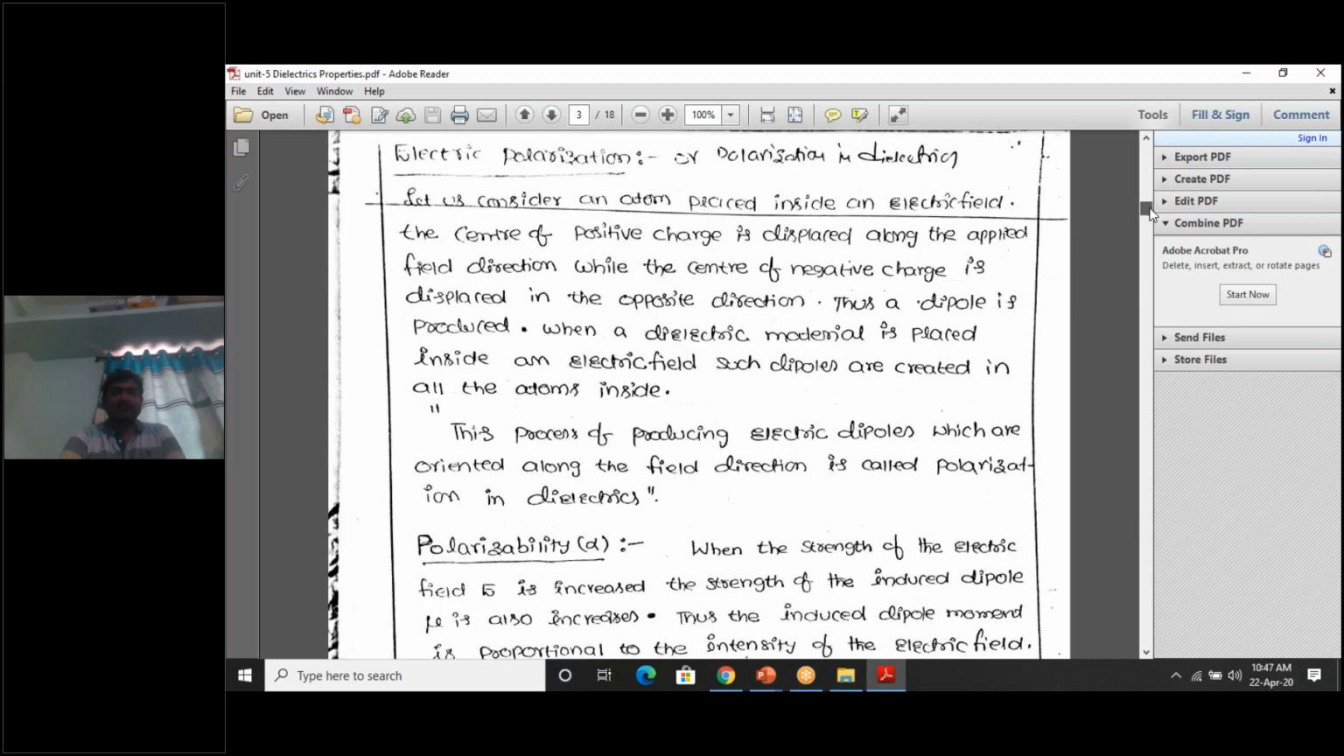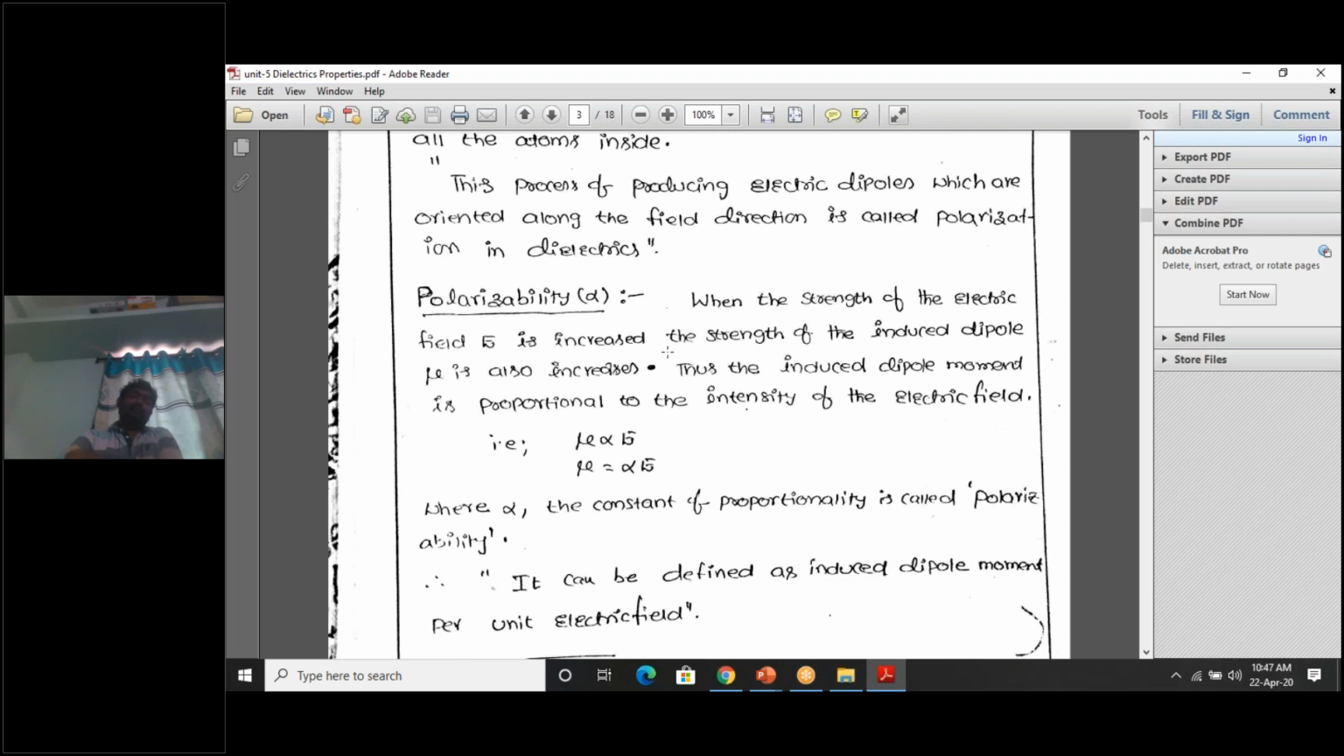So the next definition is polarizability. This is also a very important definition, because already you have seen in dielectrics that the important questions are: what is electronic polarization and derive an expression for electronic polarizability. Next important definition: what is ionic polarization and derive an expression for ionic polarizability. What is orientation polarization and derive an expression for orientation polarizability. So this polarizability is a very important definition.